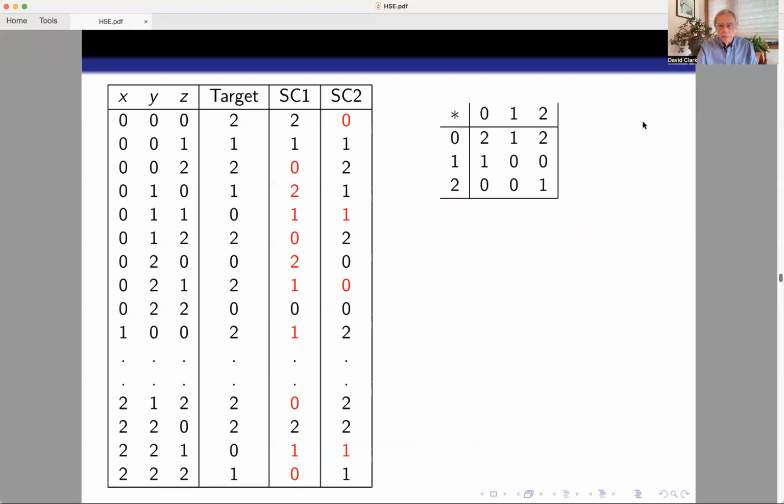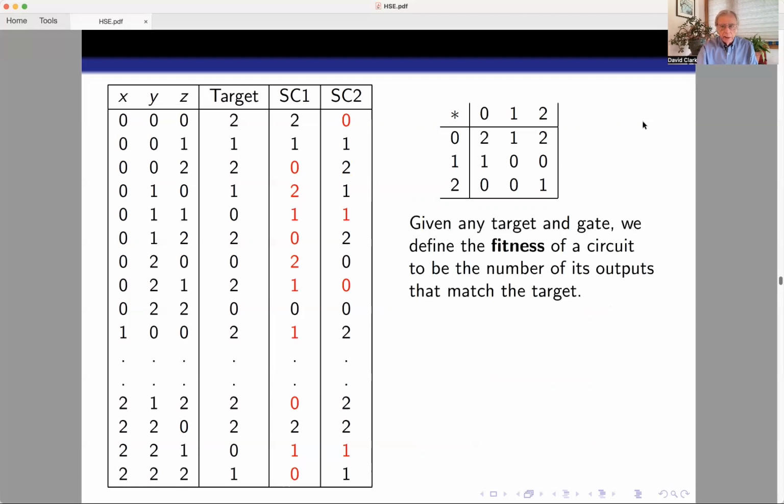Here, if we have a particular gate and a particular target, we can take any circuit and we can define its fitness. Given a target and a gate, we define the fitness of a circuit to be the number of its outputs that match the target. And so in this example, we see that our switching circuit number 1 here, the first one, has fitness about 9. And switching circuit 2 has fitness about 18.